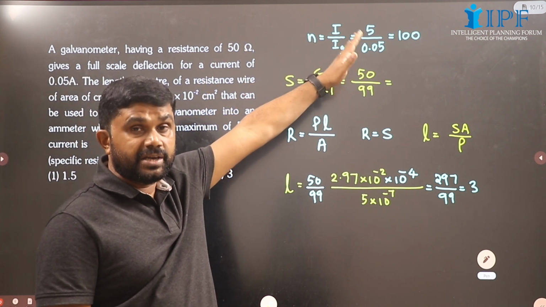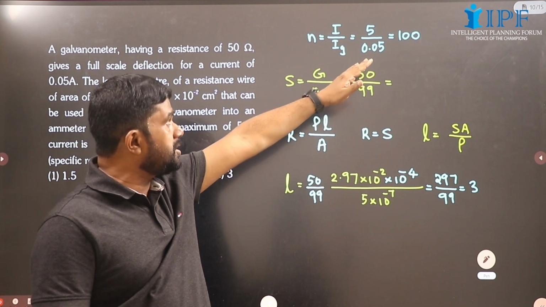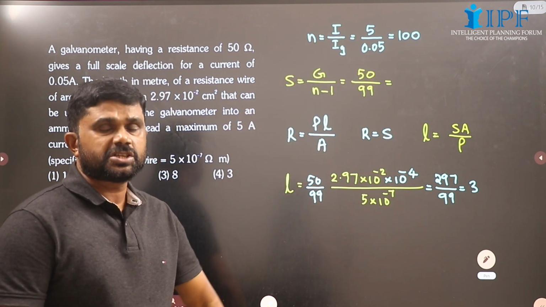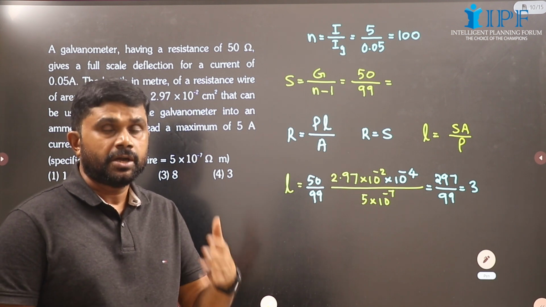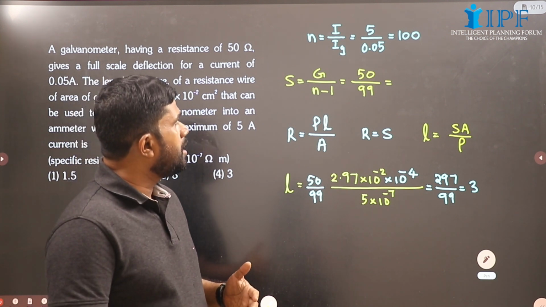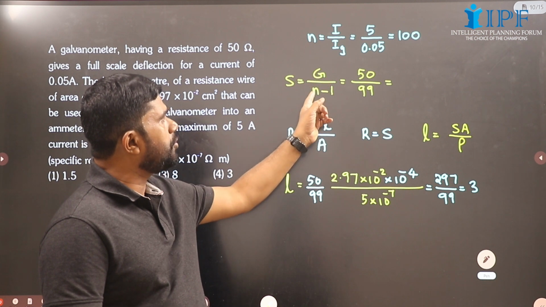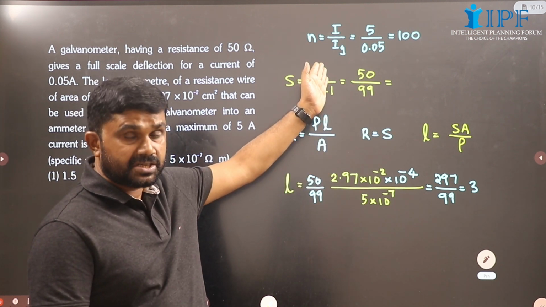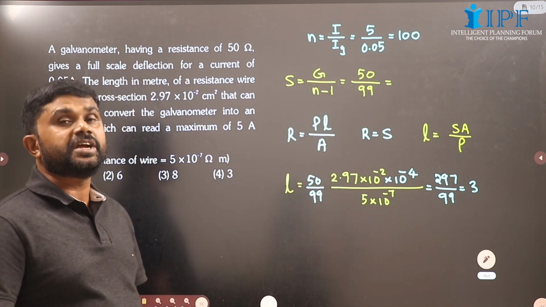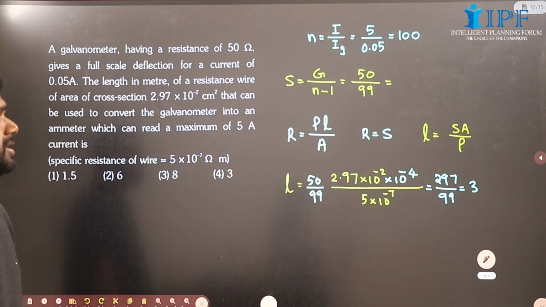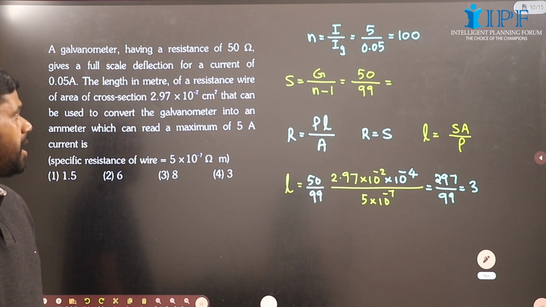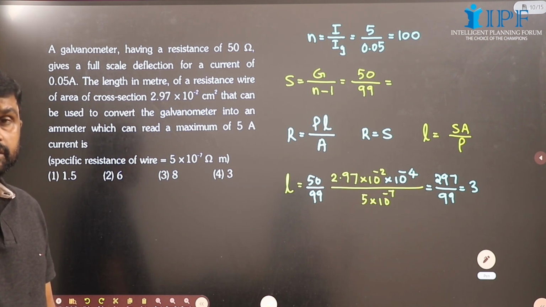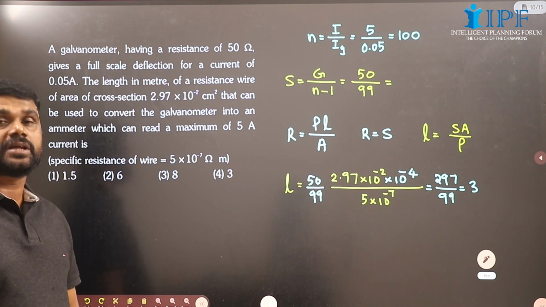So the factor by which its current capacity is to be increased, N equals I over Ig, that is equal to 100. So the small resistance called shunt to be connected in parallel with the galvanometer, that is capital G over N minus 1. So this capital G galvanometer resistance is given as 50 ohm. So 50 divided by 99. Okay, now we have to get the length of a resistance wire that is to be connected in parallel with the galvanometer.